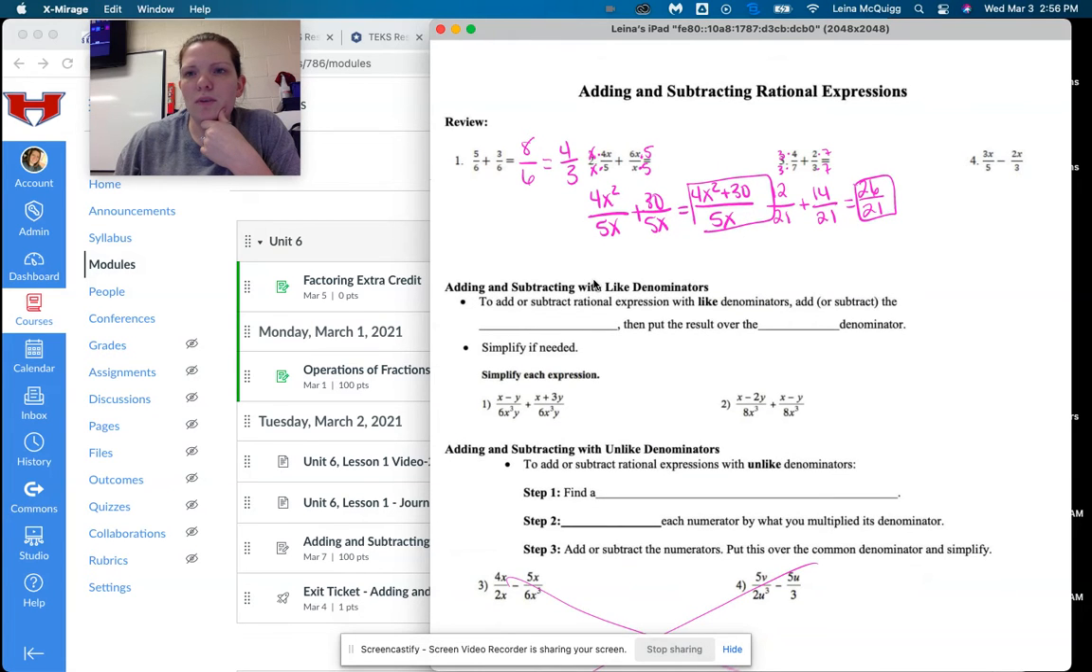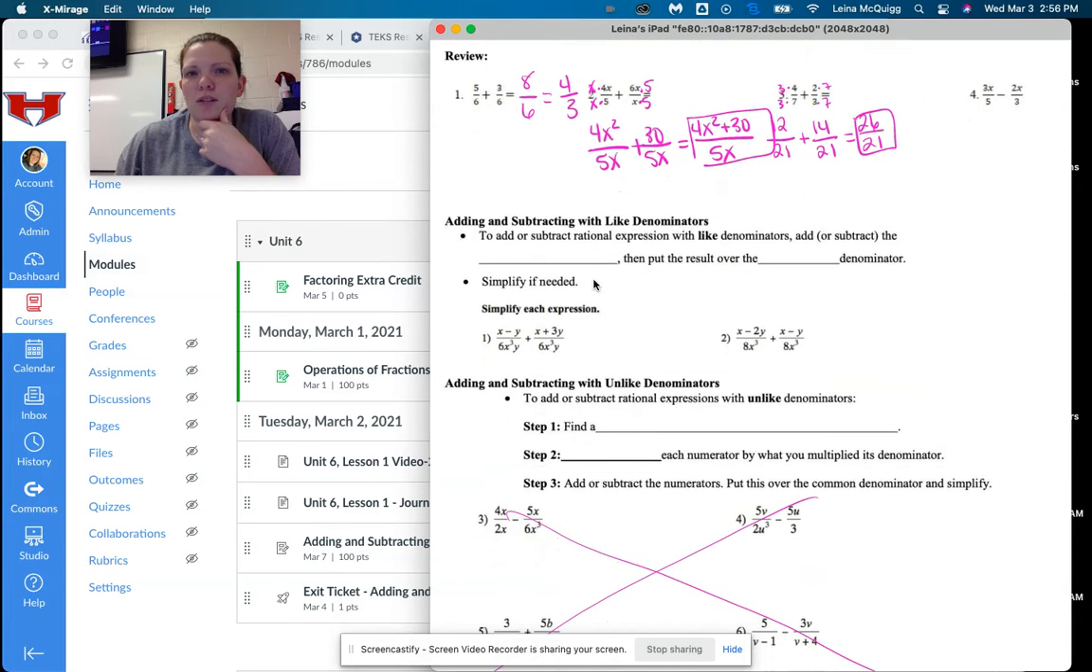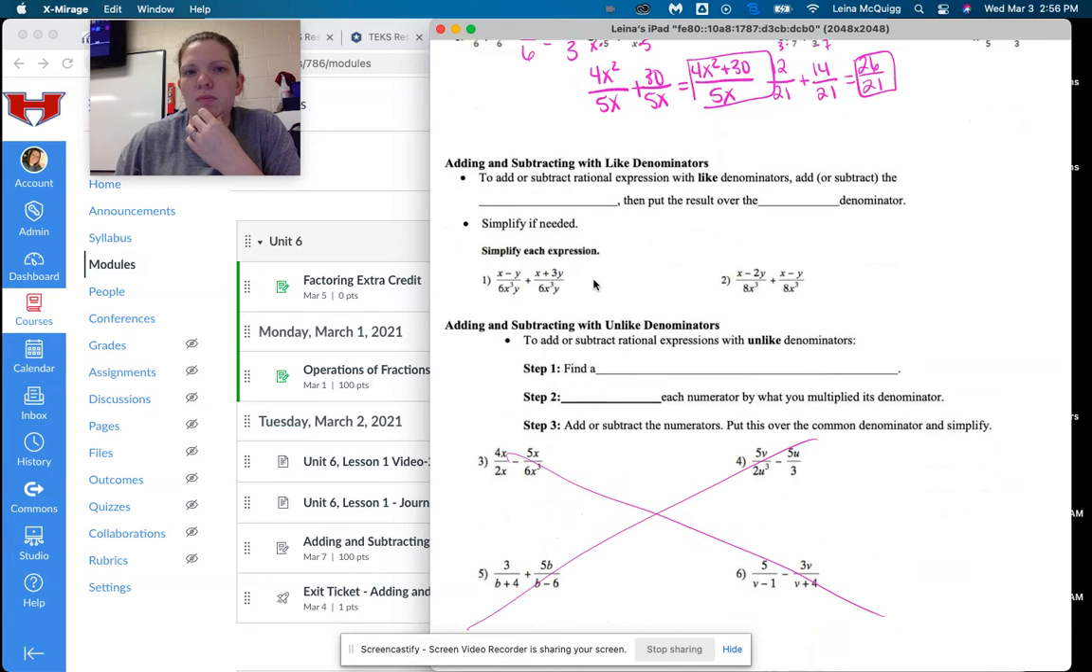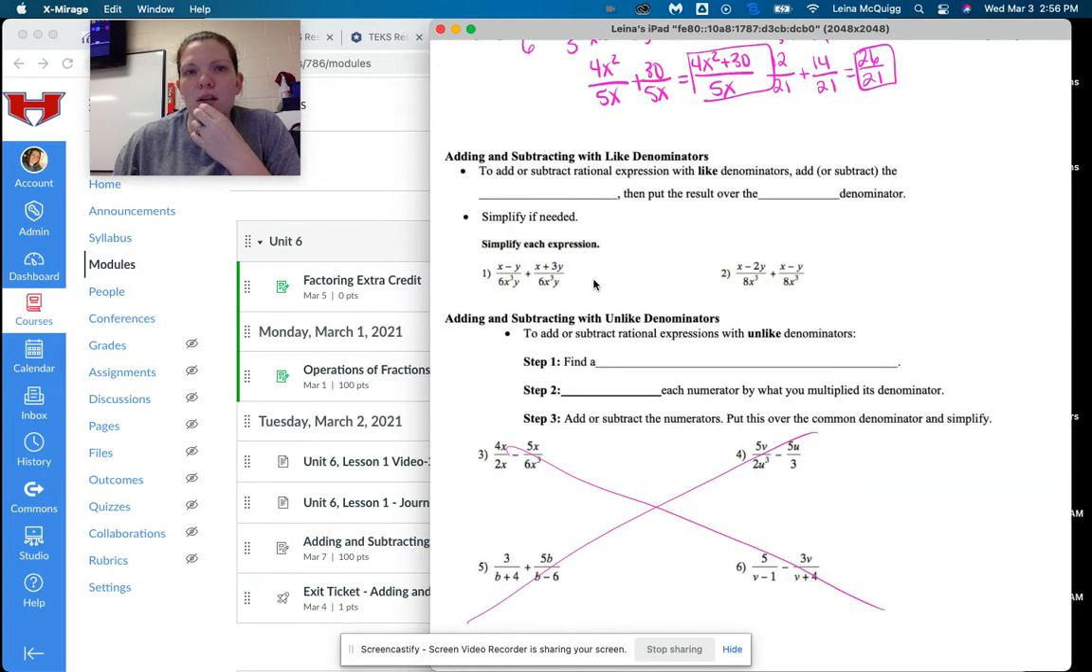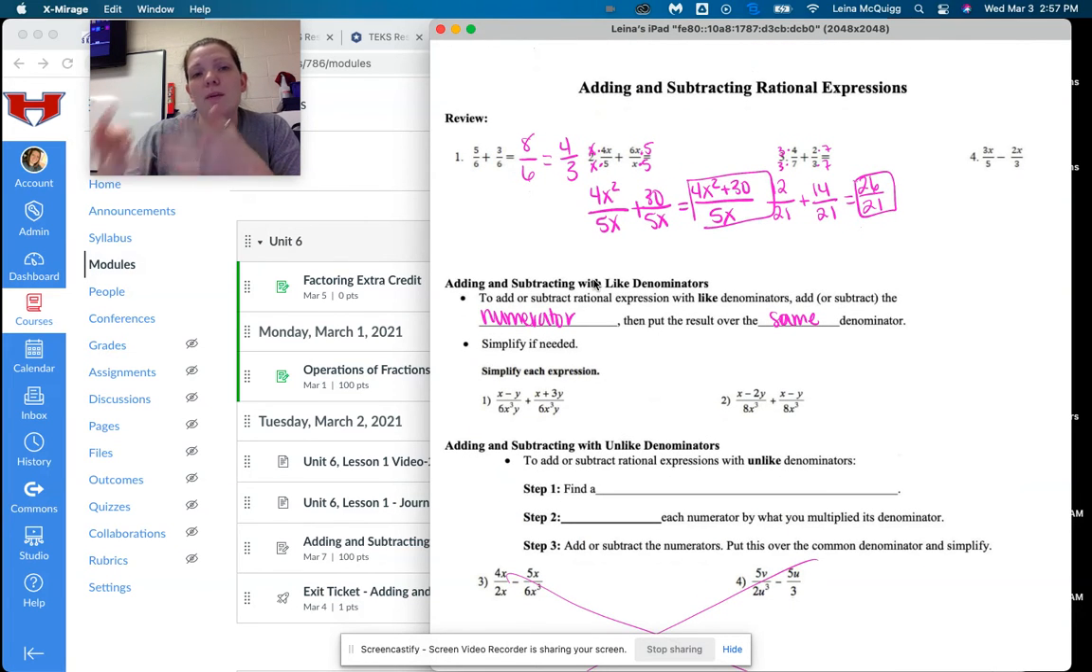Okay, so hopefully we kind of get the idea. I'm going to skip number 4 on that section because I want to move on to these more difficult problems that we're growing up to. Okay, so to add and subtract things that have like denominators, you want to add or subtract rational expressions with like denominators by adding the numerators and then putting the result over the same denominator. So if they have a common denominator, do like you've always done, just like we did on number 1 up here. Add across the top, keep your denominator the same.